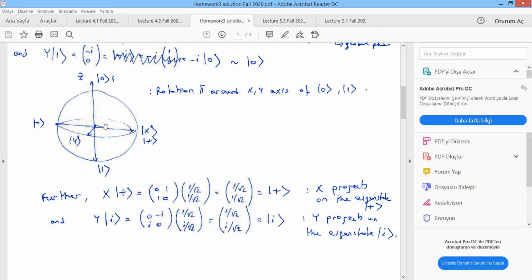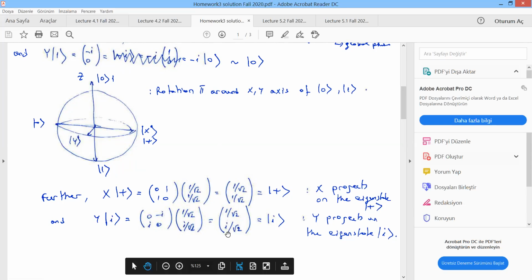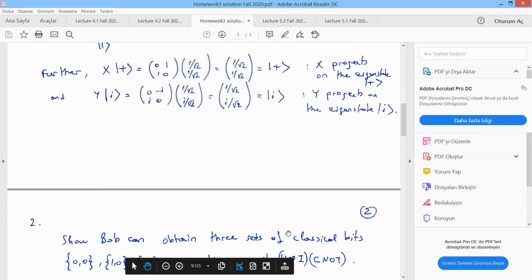So this is the x-axis, and these are the eigenstates of the X operator, which are the ket plus and the ket minus states. And you can use the same argument for Y. This is the y-axis, and plus i and minus i were the eigenstates of the Y operator. So operating with Y on ket i, since ket i is an eigenstate, again this is an eigenvalue equation, you would obtain ket i. So Y projects on the eigenstate i.